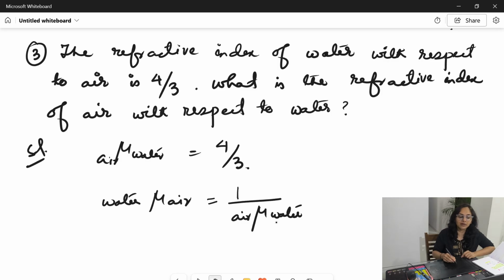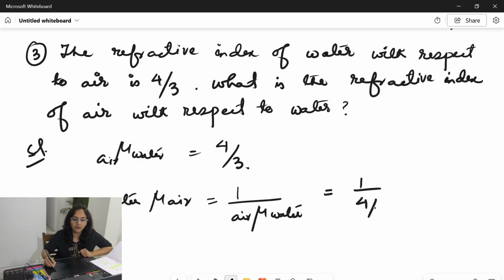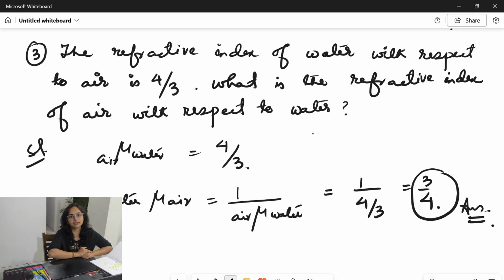So remember, whenever air mu water is given to you and you have to find out water mu air, you just take the reciprocal and we can get water mu air. So the reciprocal of air mu water is water mu air. So water mu air will be 1 upon air mu water, which is 1 upon 4 upon 3, which is 3 upon 4, and we are done. So the refractive index of air with respect to water will be 3 upon 4, and this is our answer, right? We generally get such types of questions from refractive indices, and there are a few more types.